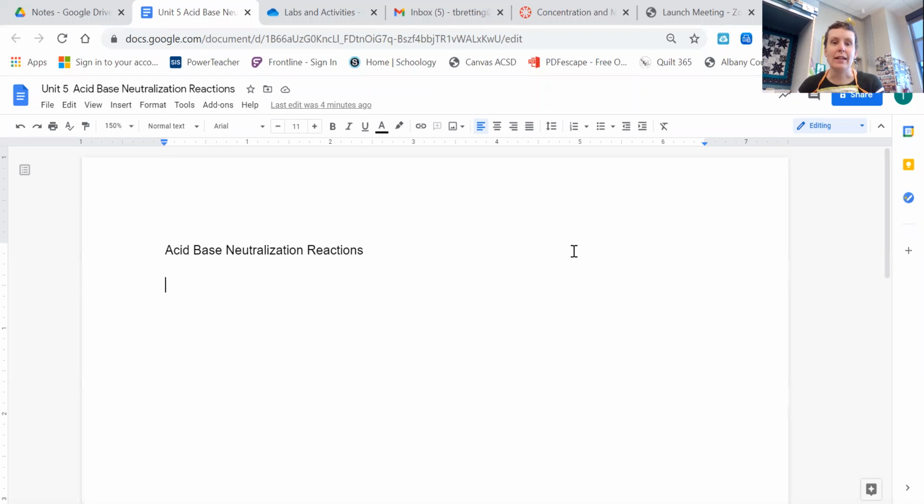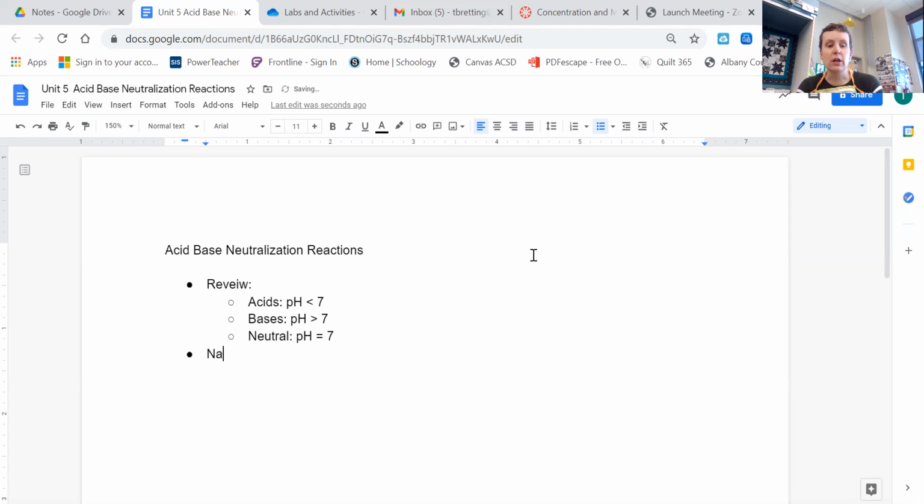Okay, we're going to do some notes on acid-base neutralization reactions. And we're going to start with just a quick little review. Remember that we have acids which have pH less than 7. If you don't know that symbol right there, that's less than, you should type out the words less than, okay? Bases have pH greater than 7. And neutral is pH equals 7. Okay, so we need to remember those things. Just keep them in your brain so that we can work on this.